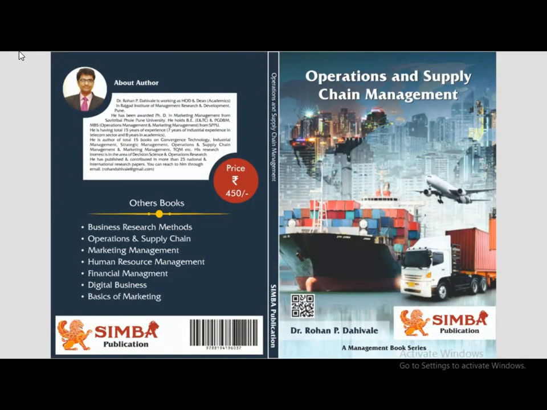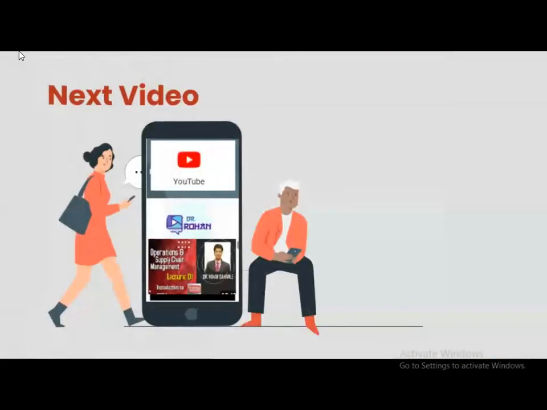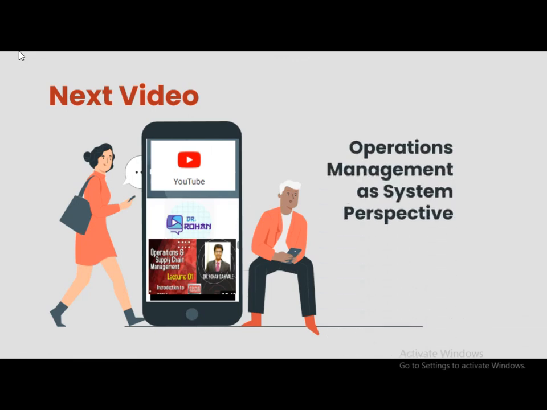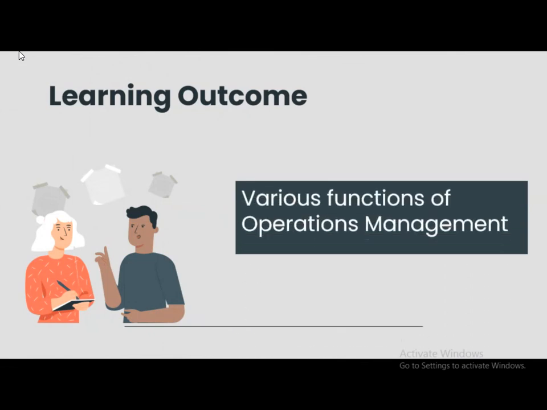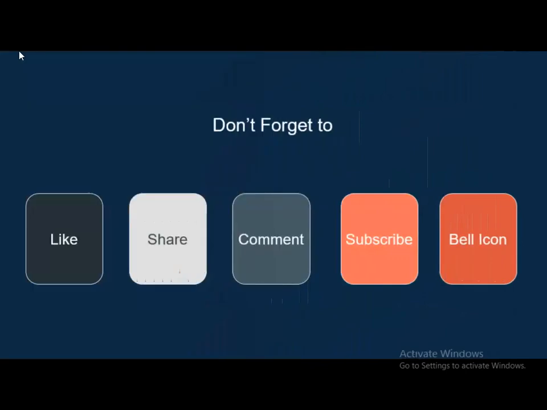So this is the book of Simba publication written by me, Operations and Supply Chain Management. In my next video, we will learn operations management as a system perspective. Learning outcome from today's session is we have learned various functions, that is 8 functions, in detail along with the objectives of the functions of operations management.